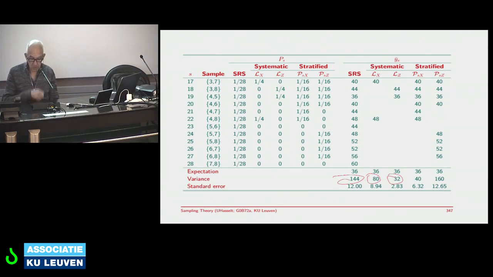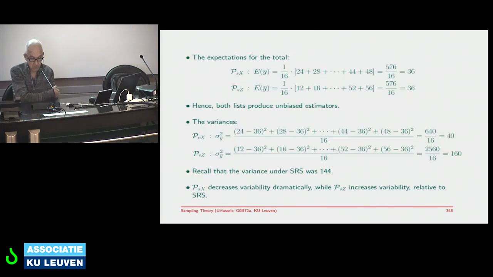With stratification, the list X, which we consider a good list, brings the variance down to 40. That's a good reduction, over 3 times. But list Z, the other stratification here, produces a marginally bigger variance of 166. Okay, so that is how we calculate the variances, by just doing the job numerically.